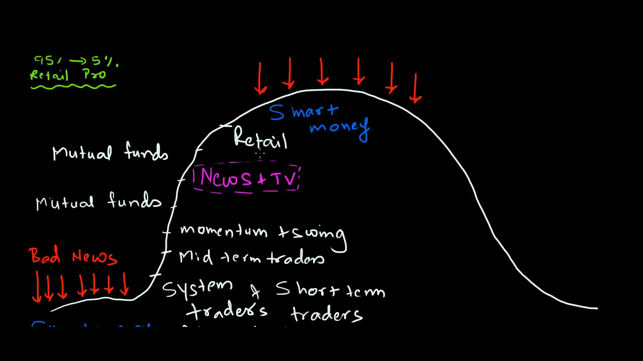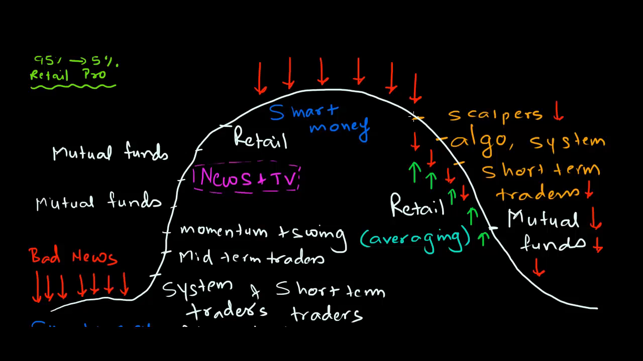And who has the money? The smart money, the professionals, and professionals are selling, and as supply goes higher than the demand, what do we see? We see price starts turning down, and as the price starts turning down, who are the first people who get into the trade? Scalpers. They are the ones who catch the direction and start short selling. Algo traders start short selling. System traders start short selling. Short-term traders start short selling.